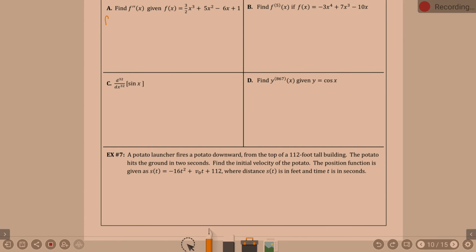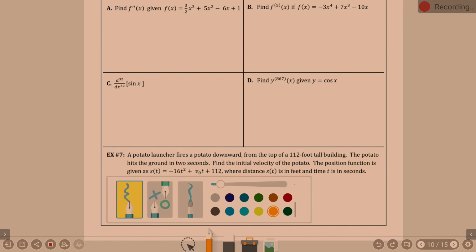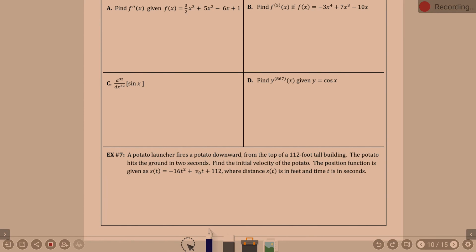So, I'm going to start with f prime of x. F prime of x: 3 times 3 halves, subtract 1. 5 times 2, subtract 1.